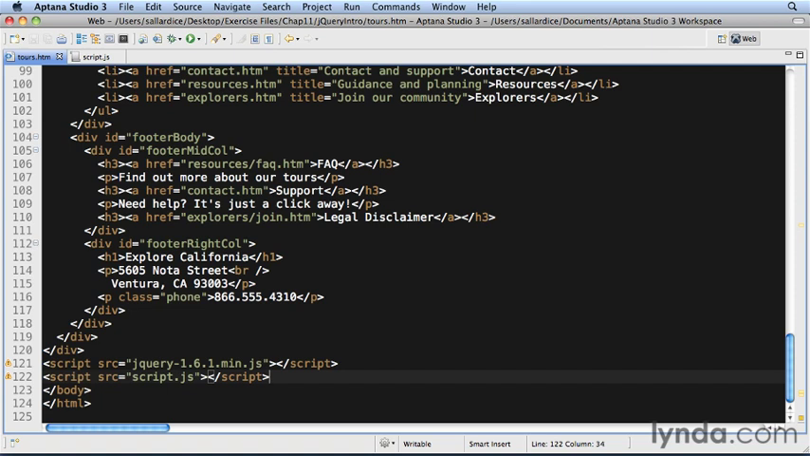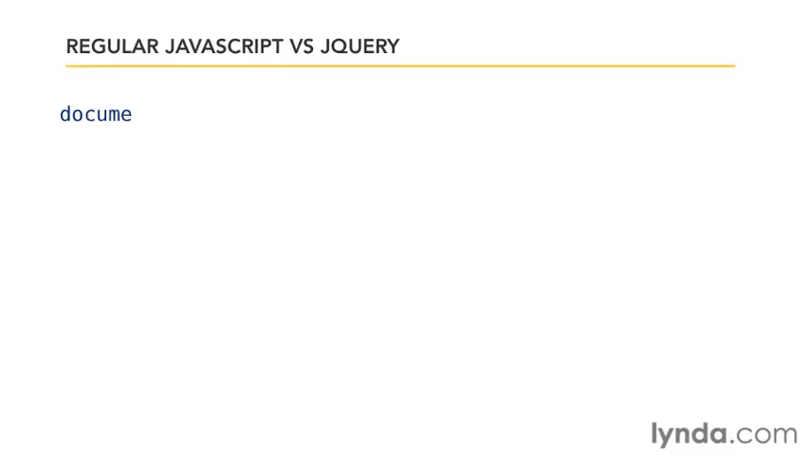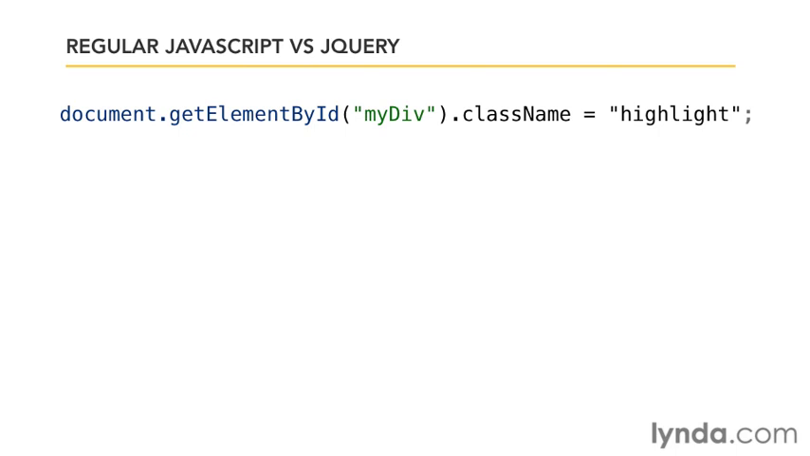So what do we then do with it? Well, let's start with something simple. Without jQuery, we'd often write lines of code like this: document.getElementById, give it the name of an ID from the HTML, and then work with methods, or in this case, a property. I'm setting the class name equal to highlight.